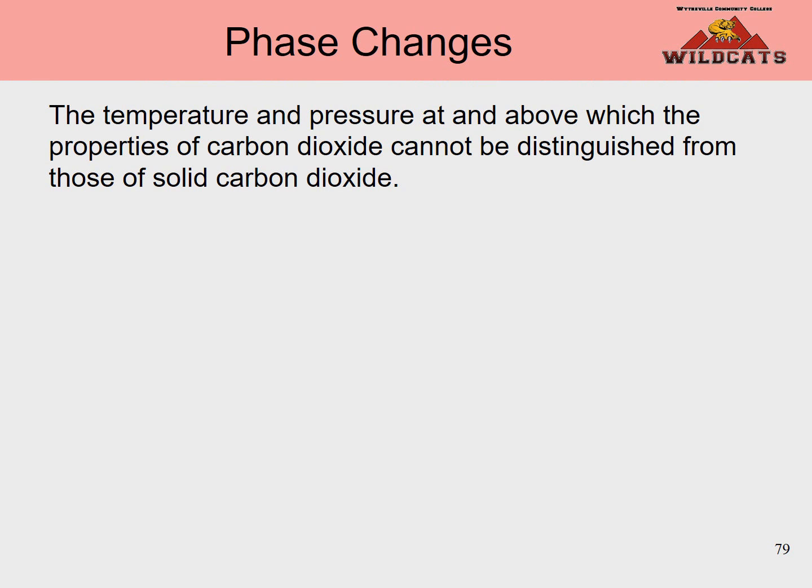So the temperature and pressure at and above which the properties of carbon dioxide cannot be distinguished from those of solid carbon dioxide. And what we're going to find for carbon dioxide is 31.7 degrees Celsius and 73 atmospheres. And we get this critical pressure.